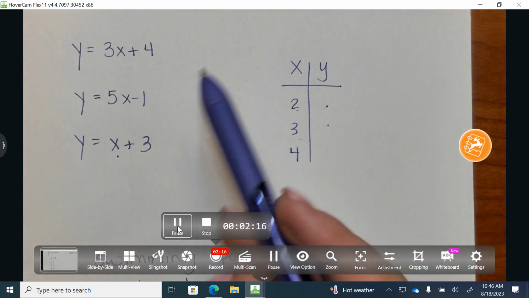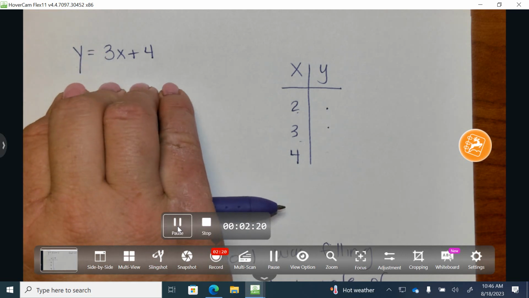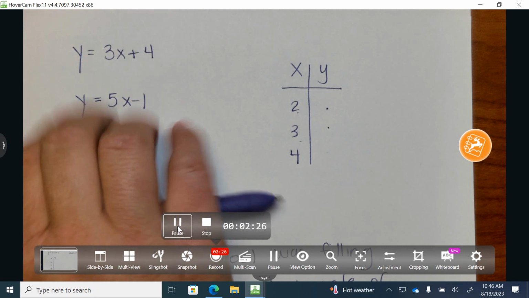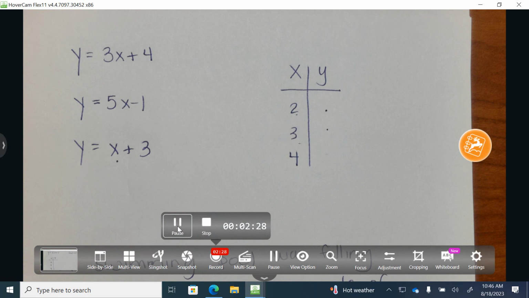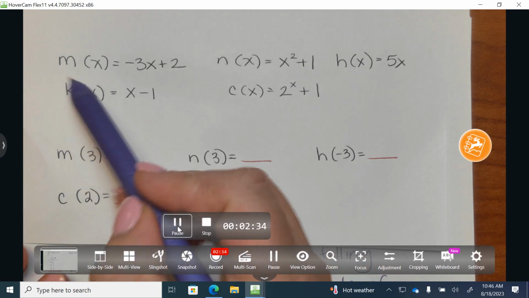So in 8th and 9th grade, we generally work with one equation at a time. So if I only showed you this, you'd probably feel confident. Okay, plug in 2. 3 times 2 is 6, plus 4 is 10. Great. But when you have more than one, how do you differentiate which one you're supposed to use? And that's why we name our equations or functions with different letters.